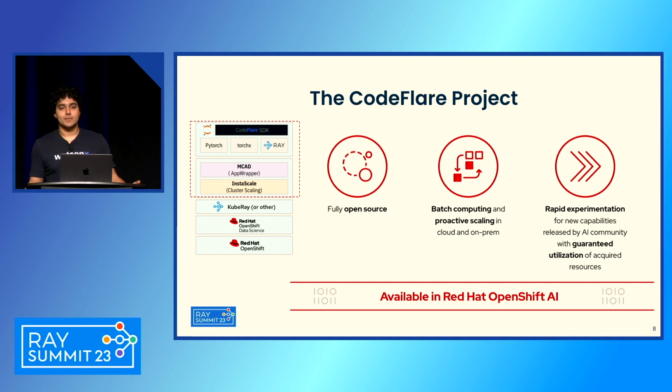So what is CodeFlare? CodeFlare is an upstream open source community project that has been built through a collaboration between IBM Research and Red Hat. And it enables batch computing and all sorts of distributed training and fine-tuning on Kubernetes and OpenShift. It's available for everyone today. Images are open, the code is open, you can install it through Community Operator, you can pip install components. Anything you need, we've got for you. So there are 3 main components to the CodeFlare stack you'll need to know about.